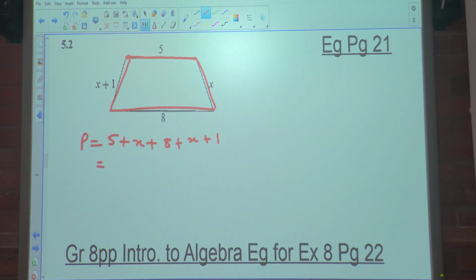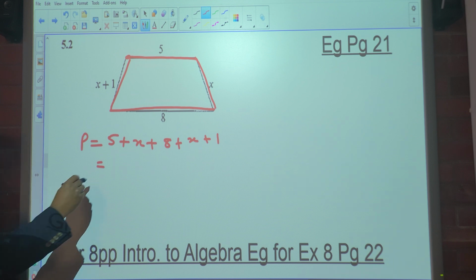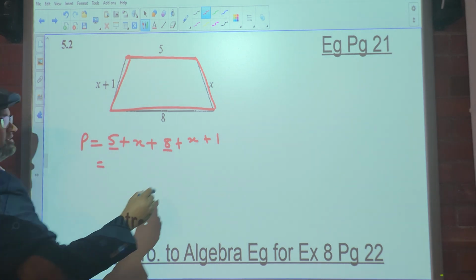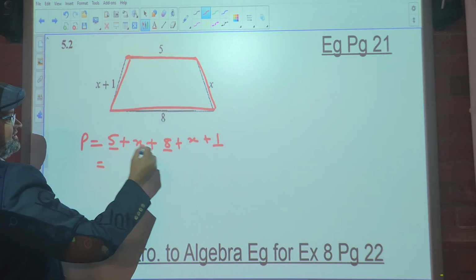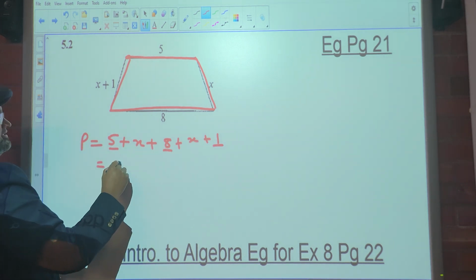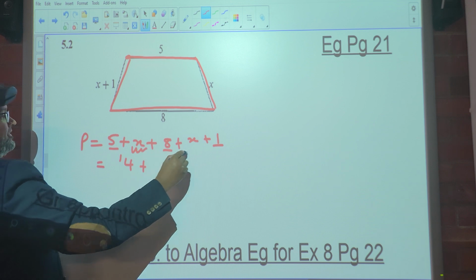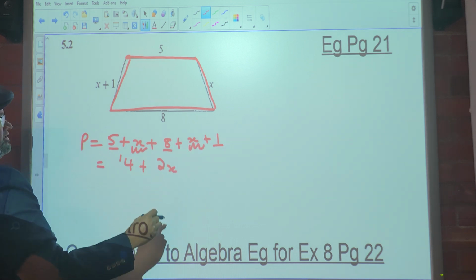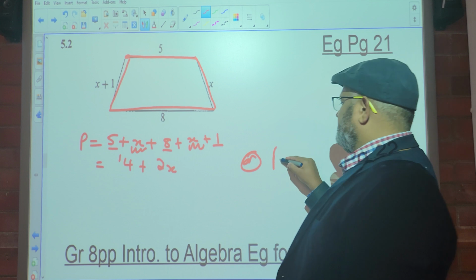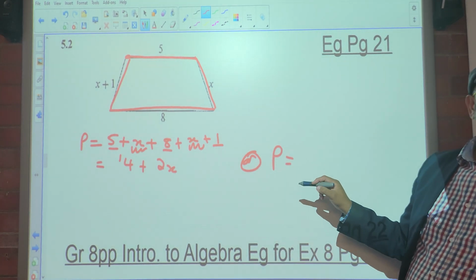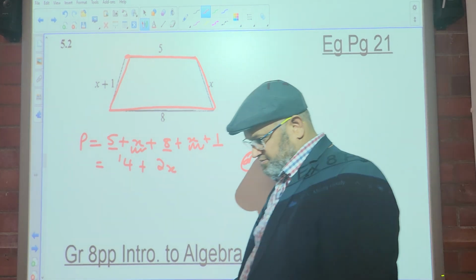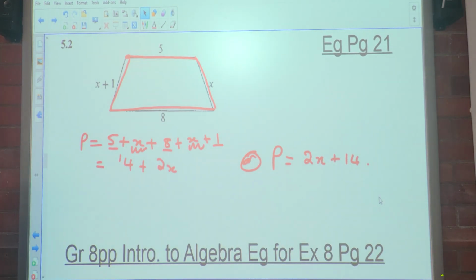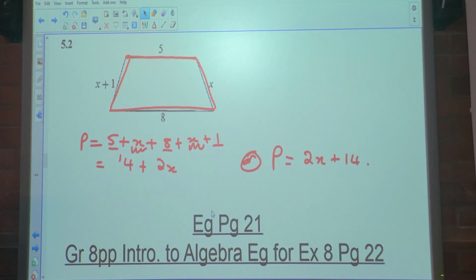So what do we do now? Like terms. So 5 plus 8 plus 1. 5 plus 8 is 13 plus 1 is 14, plus 2x. Or your perimeter is going to be 2x plus 14. Okay. Any questions? There's 4 more.